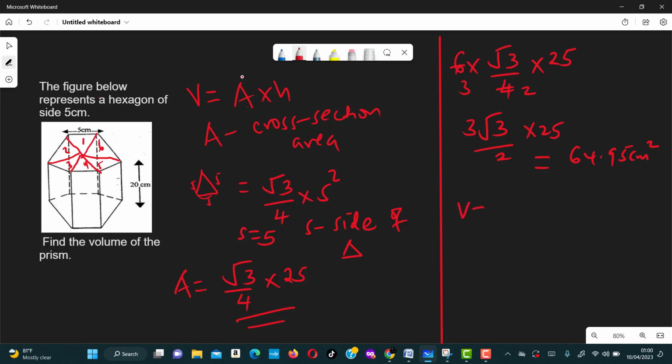Now the volume finally will be, when we have A, which is 64.95, multiplied by 20, this will give us 1299 centimeter cube.